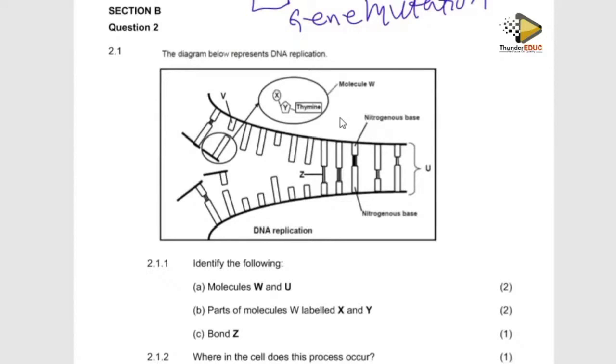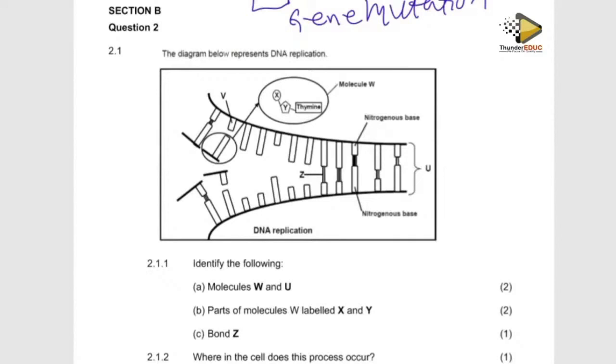What about U? They are looking for the whole structure. They say that this is DNA replication. Definitely, the whole structure is DNA. It's like they're asking you an answer which is already given. Then parts of molecule W labeled X and Y. X is a phosphate. And Y is a deoxyribose sugar. Don't say sugar, and don't say pentose, because pentose means five-carbon sugar, but we want to know which kind of pentose it is. So it becomes deoxyribose sugar.